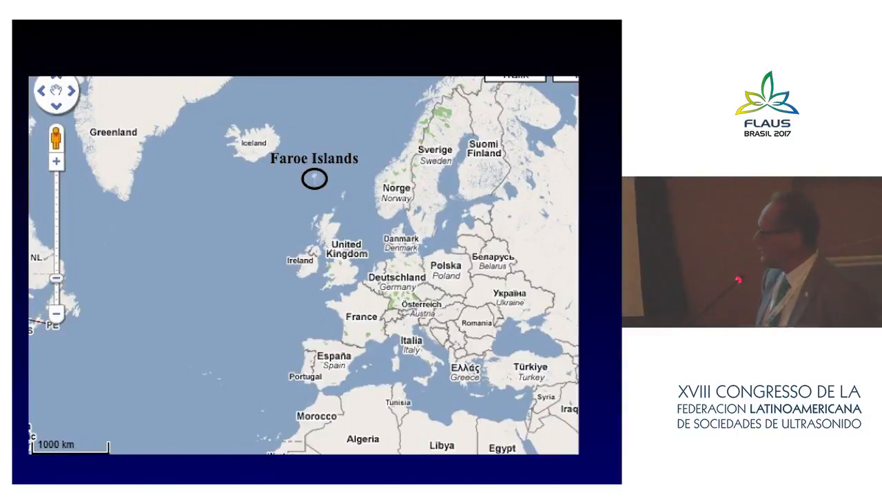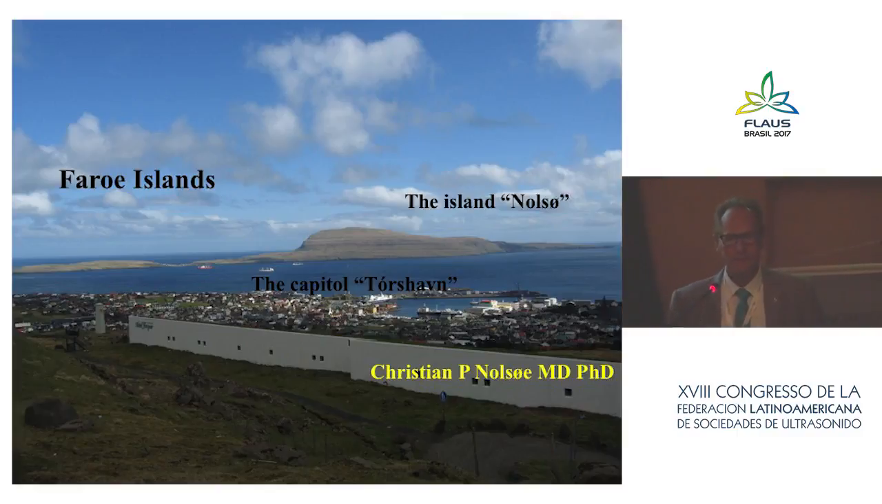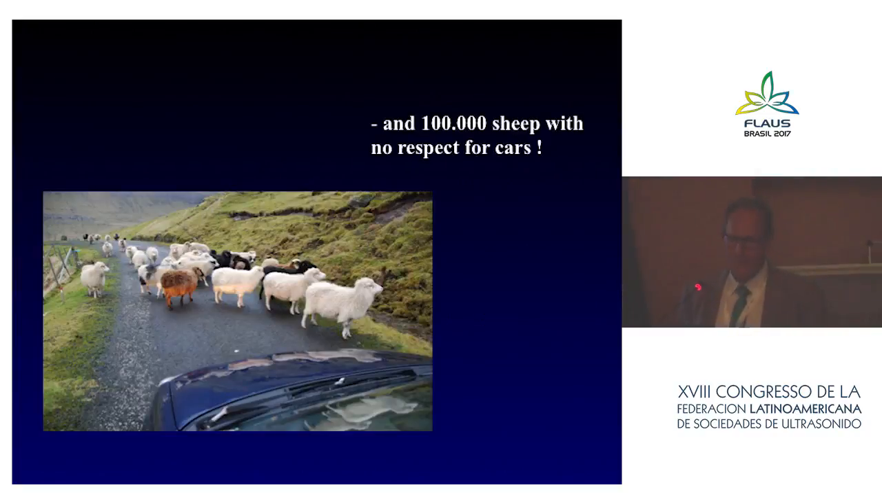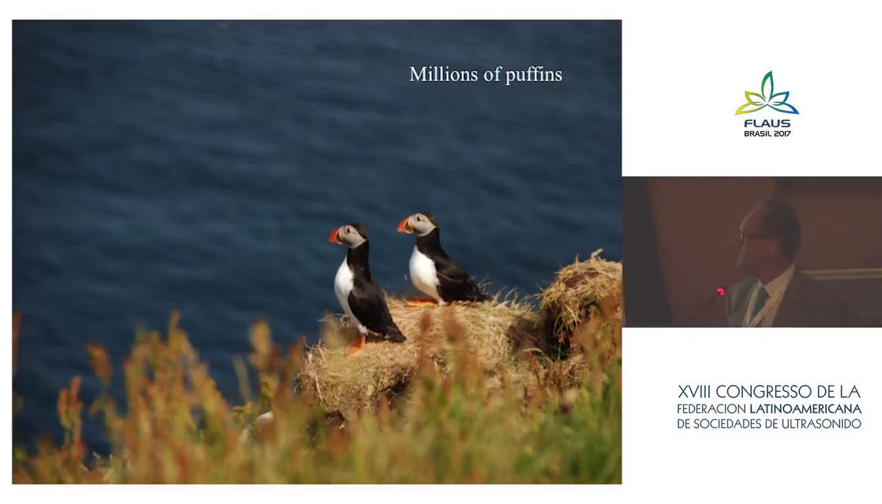And why am I telling you this? Because this is where I come from. My dad came from there. So my name, Nolsø, is the name of the island in front of the capital. This is a small country. It's part of Denmark, only 45,000 people. My father was one of them. They have more sheep than they have people, and the sheep do not respect cars. They have millions of beautiful birds.